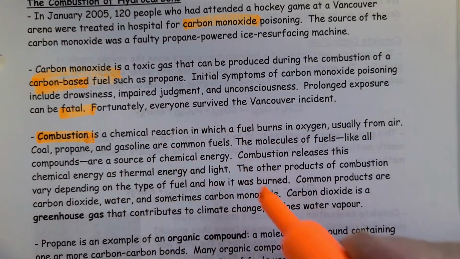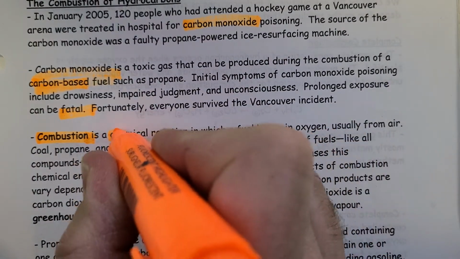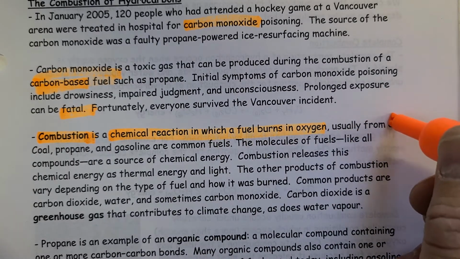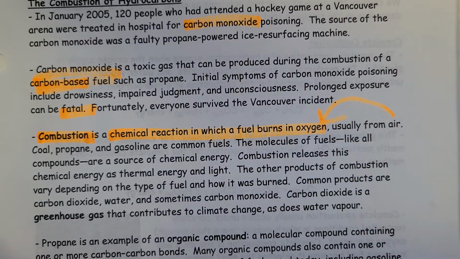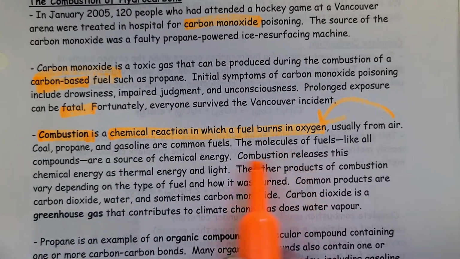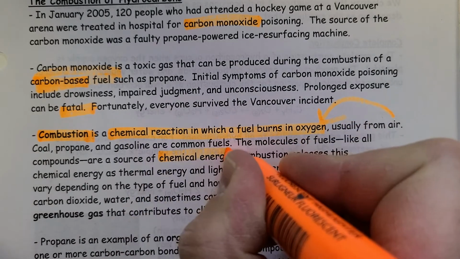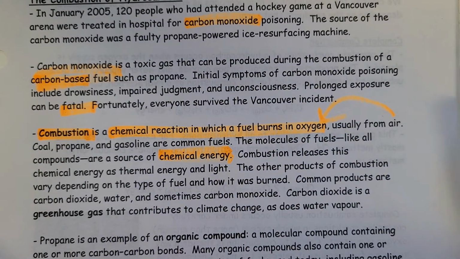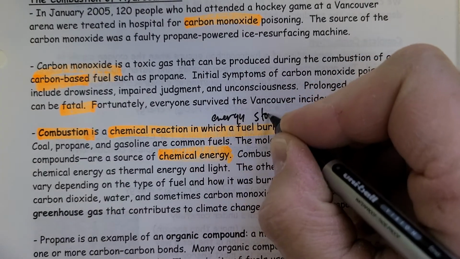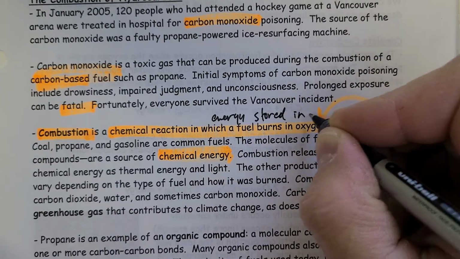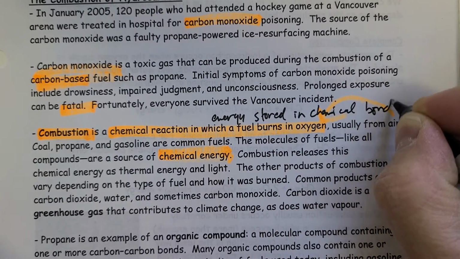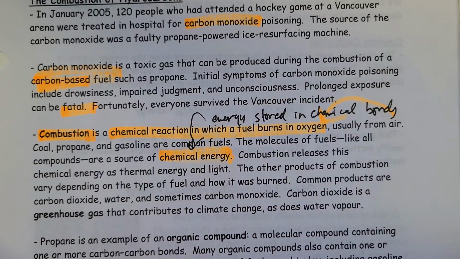Combustion is a chemical reaction in which fuel burns in the presence of oxygen, and usually that oxygen comes from the air. Coal, propane, and gasoline are common fuels. The molecules of fuels, like compounds, are a source of chemical energy. So there's energy stored in the bonds. Energy stored in chemical bonds, that's what we mean by chemical energy.